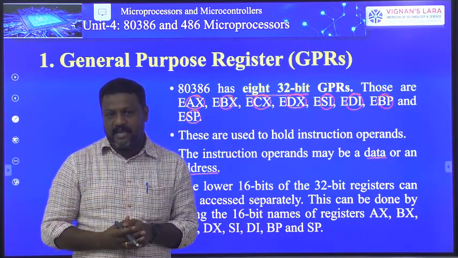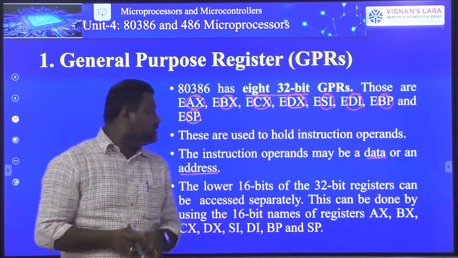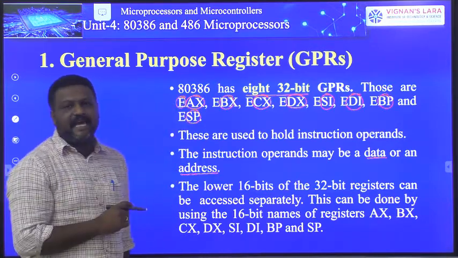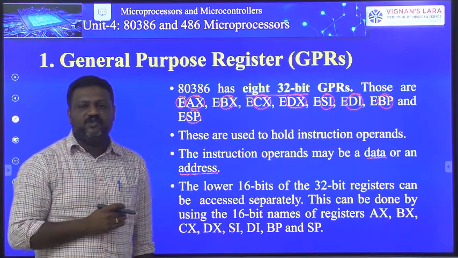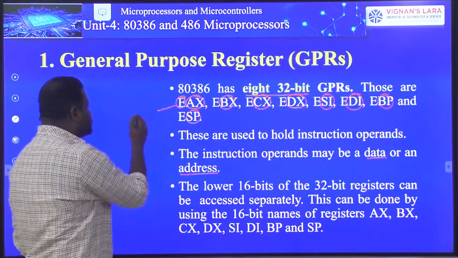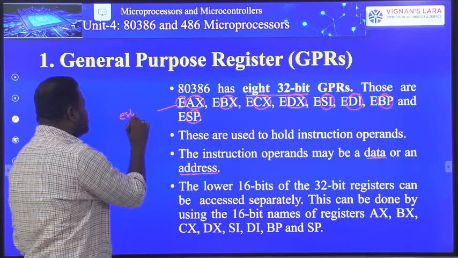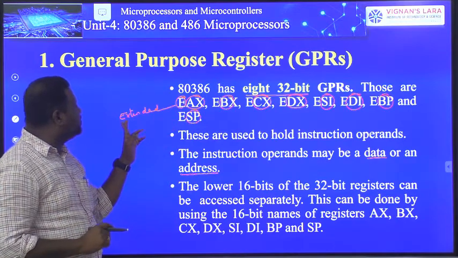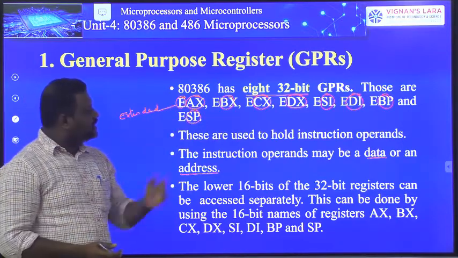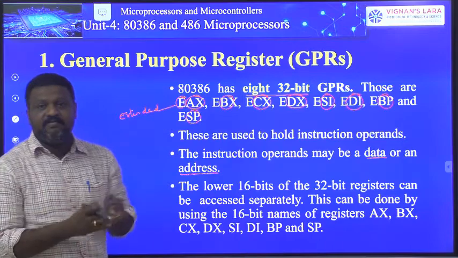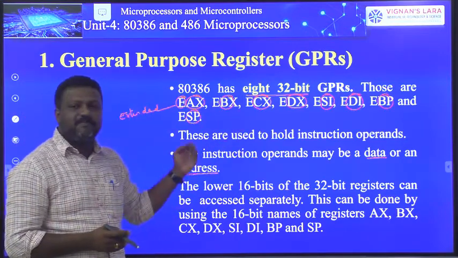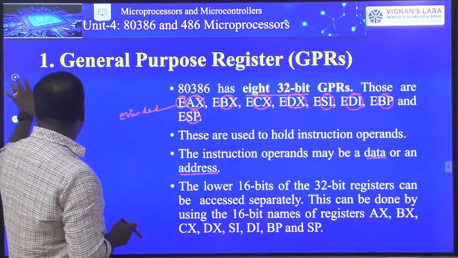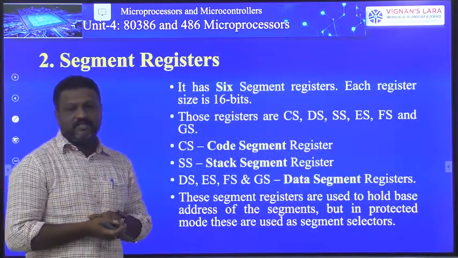And here one important thing, friends, is that in case of our 32-bit registers, we always prefix a character E in front of our register name. That E represents extended. So if I want to call EAX, it is nothing but the extended AX register. Similarly, EDX means extended DX register, ESP means extended SP register. So like this, we have 8 general purpose registers.